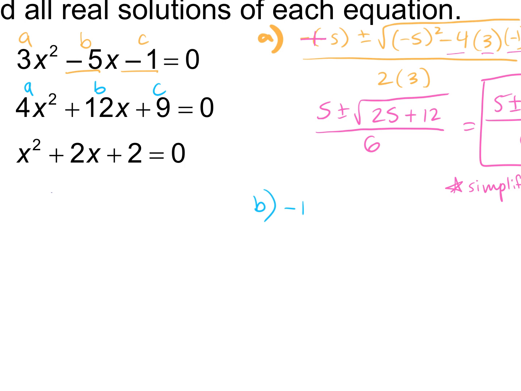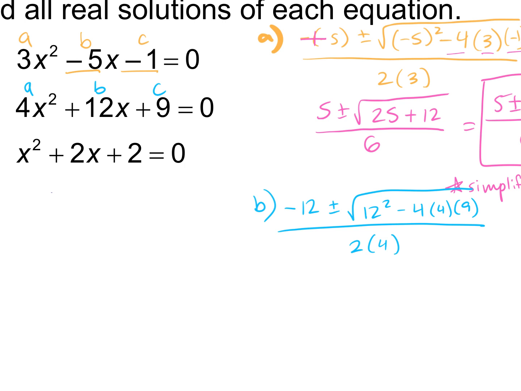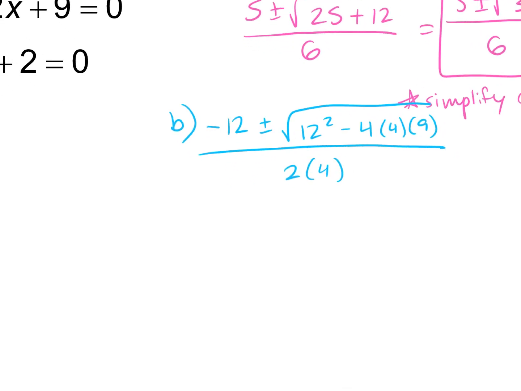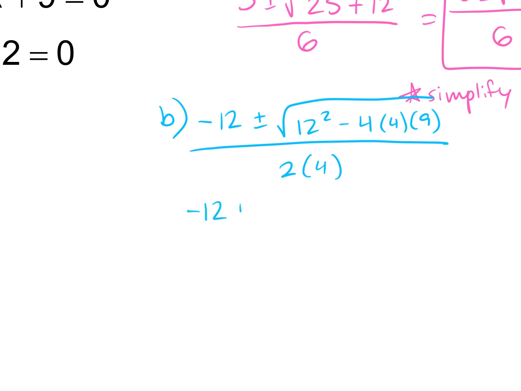So we have negative b plus or minus the square root of b squared minus 4 times a times c over 2a. So negative 12 plus or minus the square root of 12 squared minus 4 times 9 over 2 times 4. So let's simplify. Negative 12 plus or minus the square root of, what's 12 squared? 144 minus, what's 4 times 4? And 16 times 9?